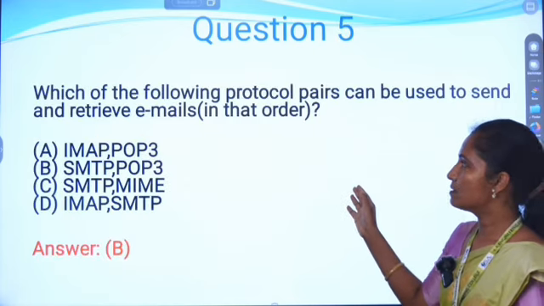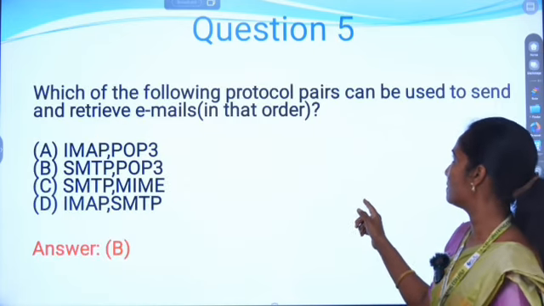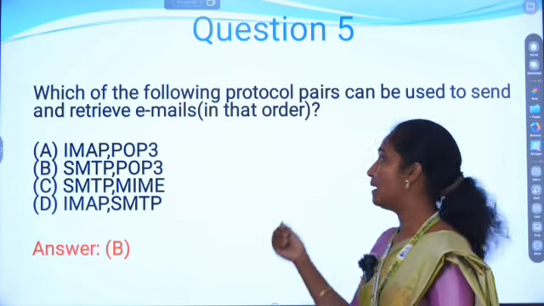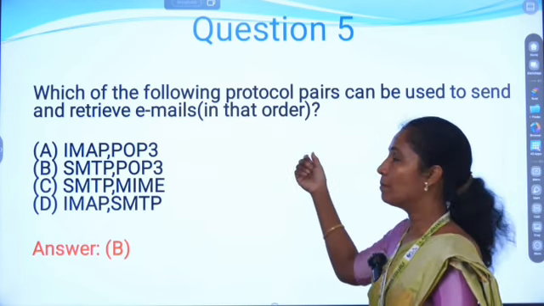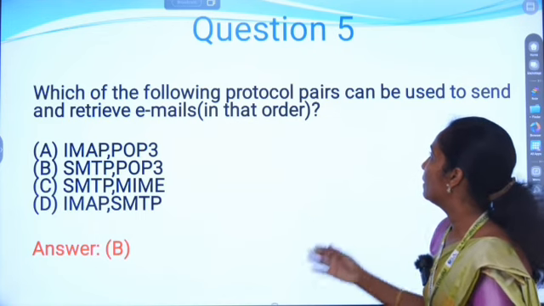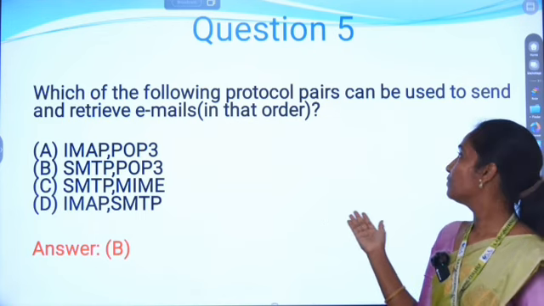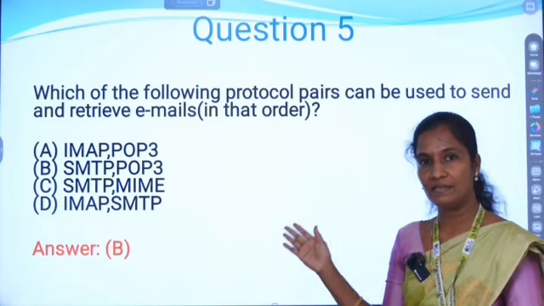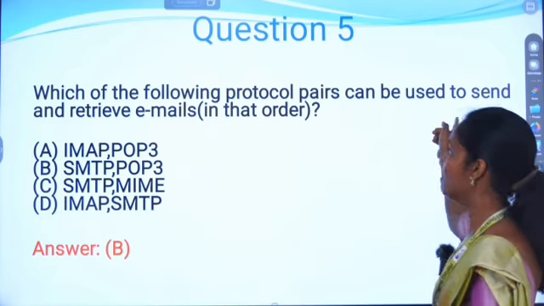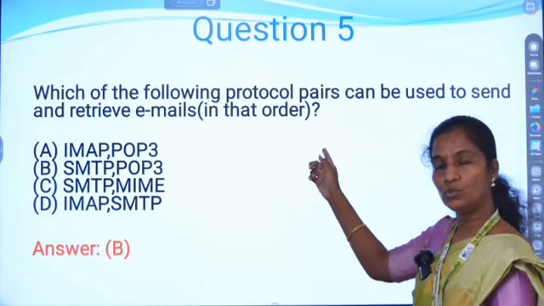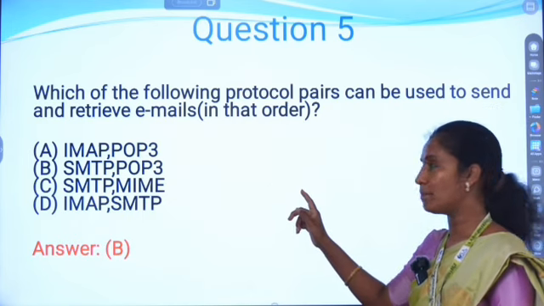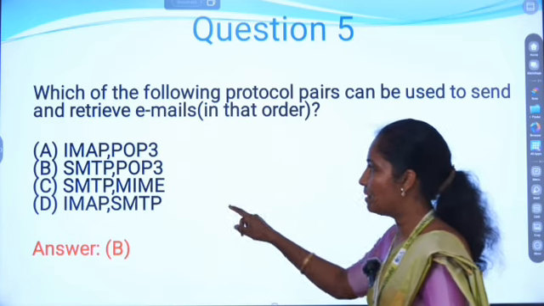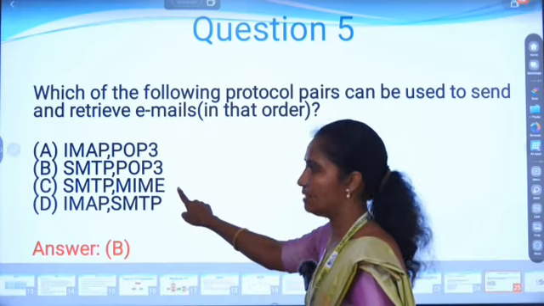The last question is: which of the following protocol pairs can be used to send and retrieve emails in that order? Here the protocol pairs are used for sending and retrieving emails. As we already discussed, for sending the email from the client to the mail server, for transferring the mail, we are going to use SMTP. So the options can be B or C.